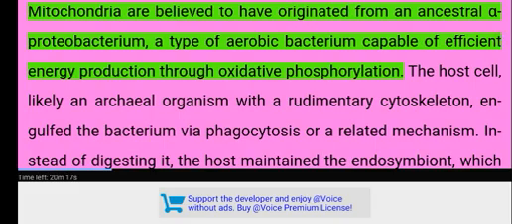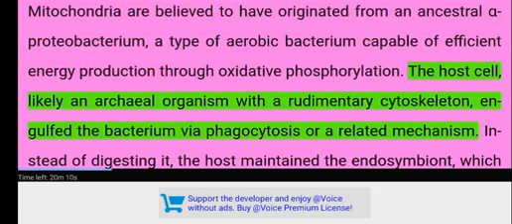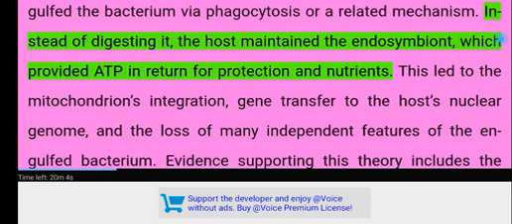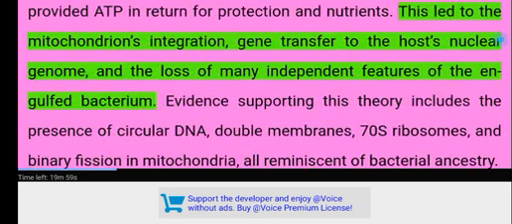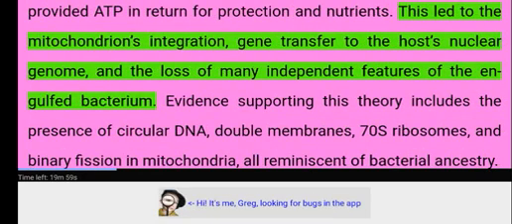Mitochondria are believed to have originated from an ancestral alpha proteobacterium, a type of aerobic bacterium capable of efficient energy production through oxidative phosphorylation. The host cell, likely an archaeal organism with a rudimentary cytoskeleton, engulfed the bacterium via phagocytosis or a related mechanism. Instead of digesting it, the host maintained the endosymbiont, which provided ATP in return for protection and nutrients. This led to the mitochondrion's integration, gene transfer to the host's nuclear genome, and the loss of many independent features of the engulfed bacterium.